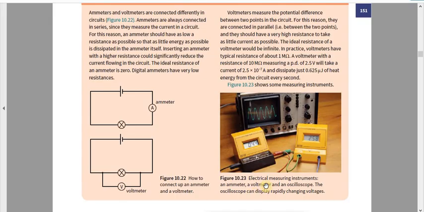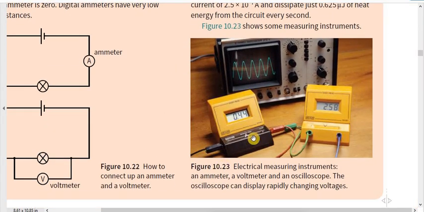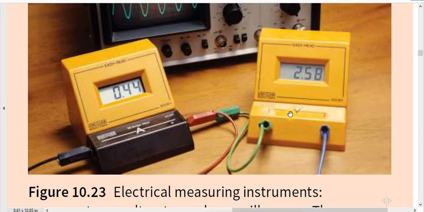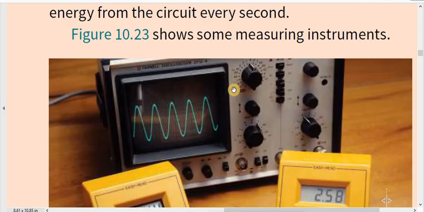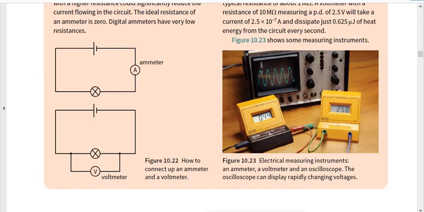So you can see here electrical measuring instruments: an ammeter, a voltmeter, and an oscilloscope. The oscilloscope can display rapidly changing voltages. Here, this is an oscilloscope, and this is an ammeter, because you can see the letter A here. That means it's an ammeter. And this is a voltmeter because we have a V there. This is an oscilloscope. So these are all electrical measuring instruments.